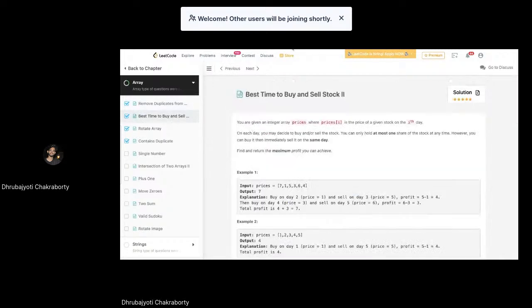The second question again is a continuation of a previous problem. If you have already solved Best Time to Buy and Sell Stock, a pretty famous problem, right? In the previous problem, the basic problem of Best Time to Buy and Sell Stock, we had to buy a particular stock at a given time and sell it at a later time to calculate the maximum profit, right?